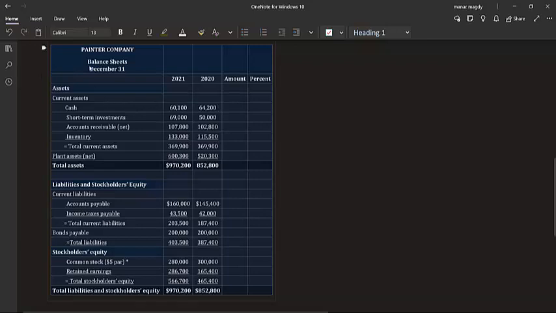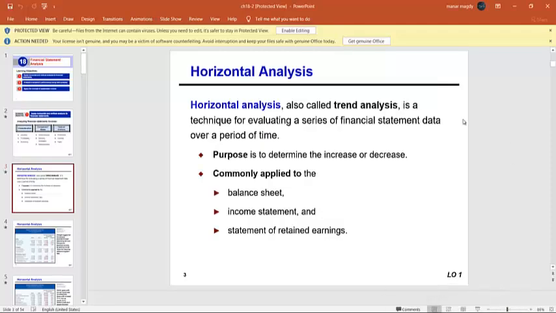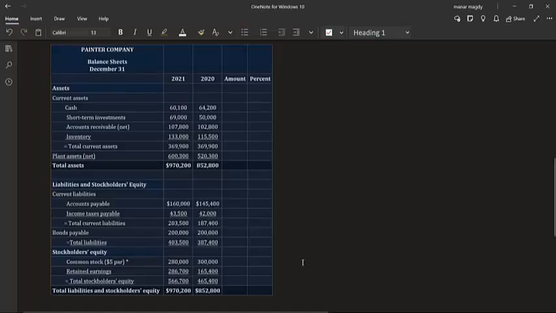So for example, here we're going to start. Just notice that horizontal analysis can be applied to the balance sheet, income statement, and retained earnings. Horizontal analysis is a trend analysis, and it is a technique used to evaluate a series of financial statement data over a period of time. The purpose is to determine whether there is an increase or decrease in a specific account, and it is applied to the balance sheet, income statement, and statement of retained earnings. So let's continue.